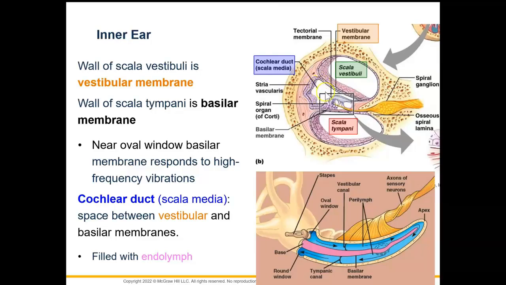We also have this region in the middle that is known as our cochlear duct, or the scala media. And this is the space essentially found between the vestibular membrane and the basilar membrane. And this area is filled with endolymph. So if you look, that is represented by the pink here in the center. So this is the scala media, or the cochlear duct in pink, filled with endolymph.